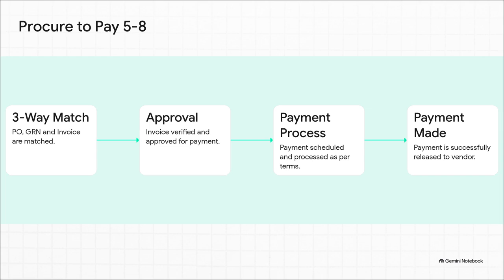Then we get to the critical phase. Step 5. Three-way match. The PO, GRN, and invoice are matched. Step 6. Invoice approval. The invoice is verified and approved for payment. Step 7. Payment processing. Payment is scheduled and processed as per terms. And finally, Step 8. Payment made. The payment is released to the vendor.